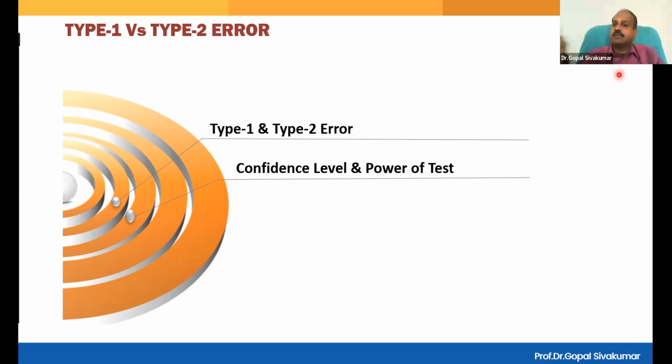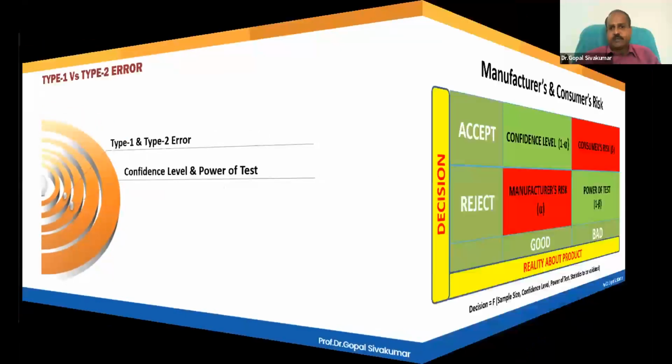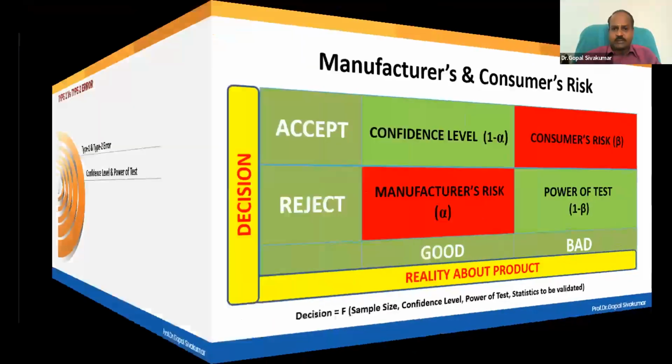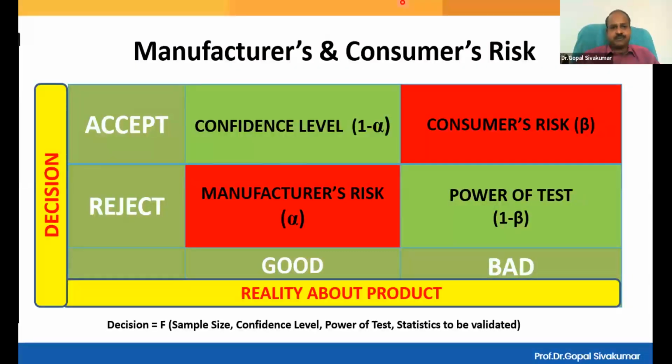Hypothesis testing is a sampling study. Hypothesis testing is inferential statistics. There are two types of error possible: type 1 error and type 2 error. And there are two more terms: confidence level and power of test. We will understand. First, let me simplify the job for you, right? To understand type 1 and type 2 error, let us consider a manufacturing scenario.